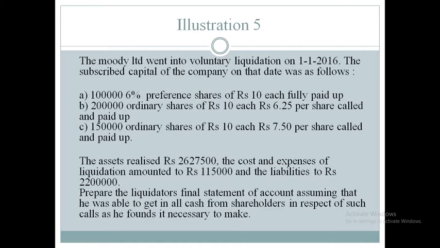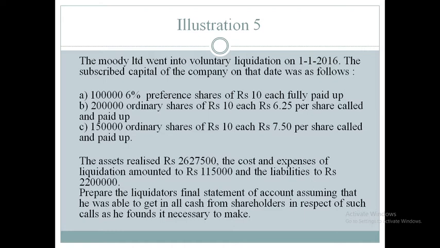The assets realized rupees 26 lakh 27,500. So the liquidator has realized all the assets of the company here. Then the cost and expenses of liquidation amounted to rupees 1,15,000, and the liabilities to rupees 22 lakh. So he has not given the liabilities in detail. So total liabilities of the company apart from this is 22 lakh.